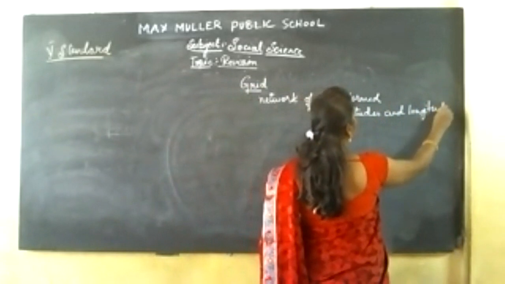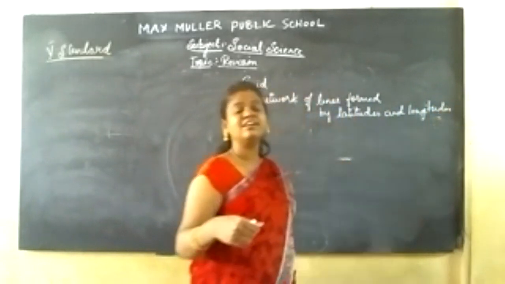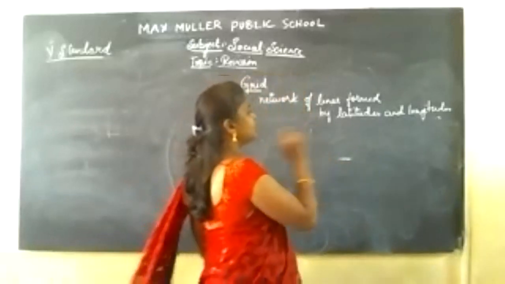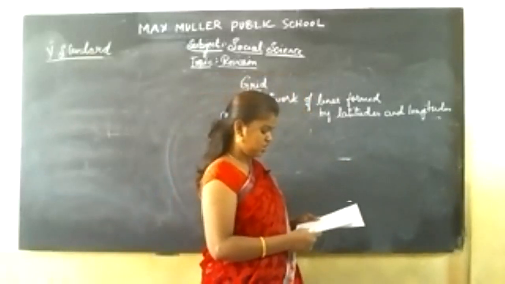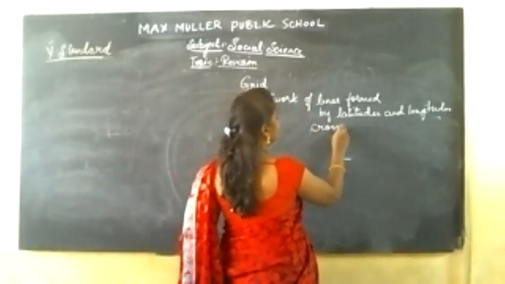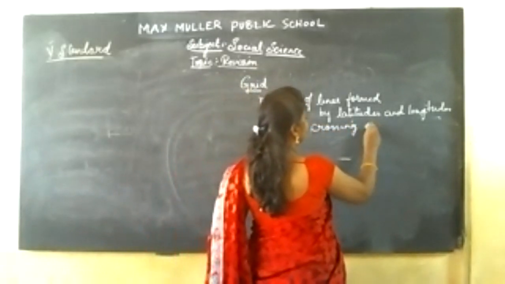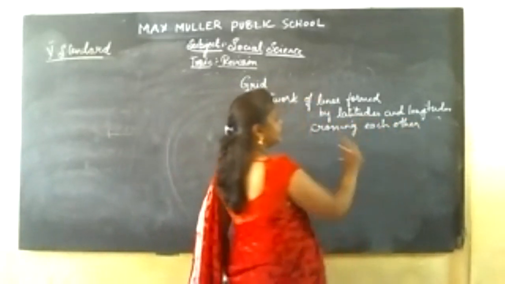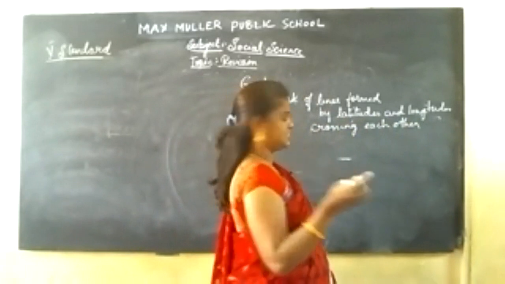So how is it formed? What is the meaning of grid? Grid is nothing but a network of lines which are formed by latitudes and longitudes crossing each other. So I'll just show you a small diagram. How do the latitudes and longitudes cross each other?